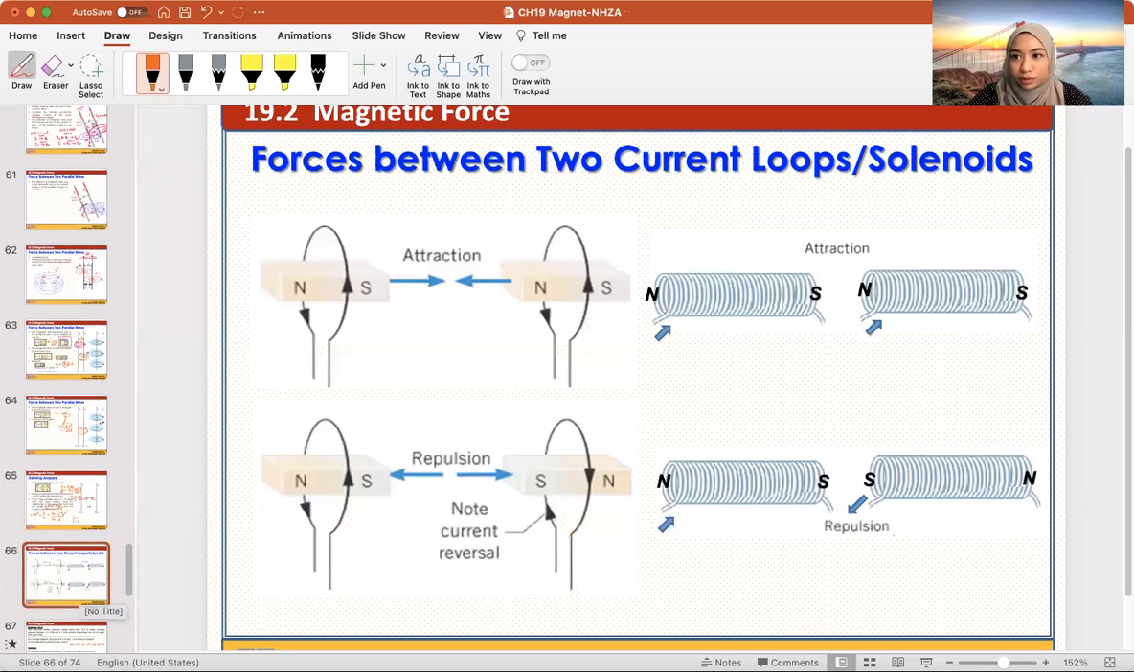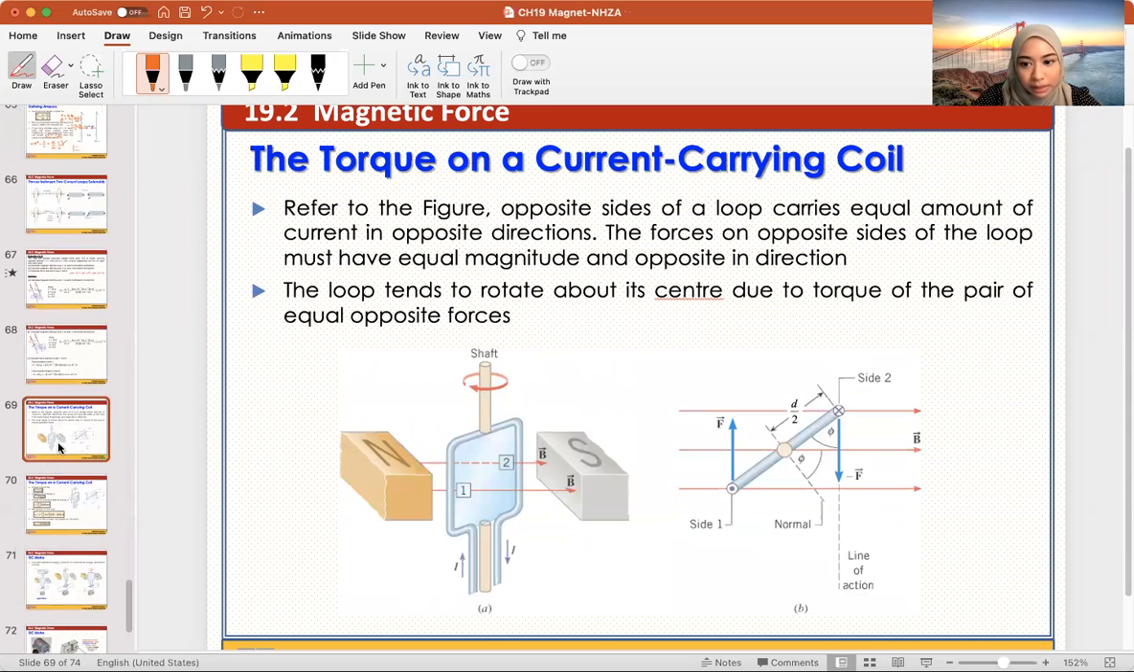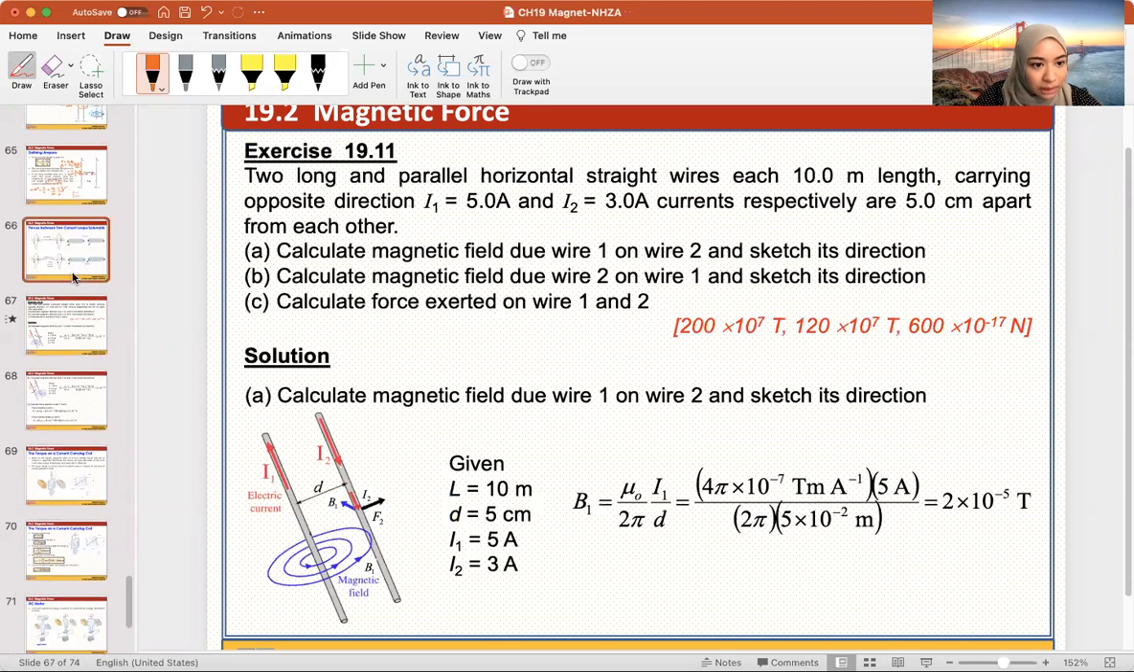Okay, so now we have forces between two current loops. Just now we talked about parallel wires. I know this is quite heavy, but please bear with me. About torque, we will learn next class. So let's finish this one first.